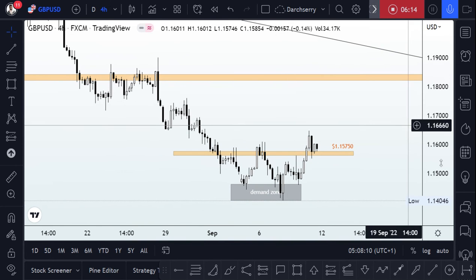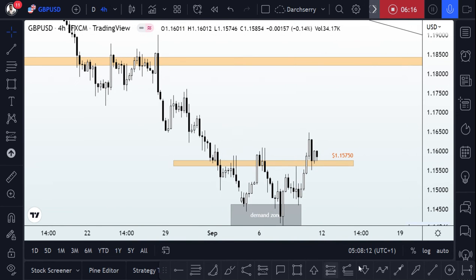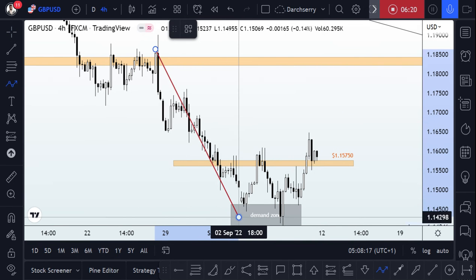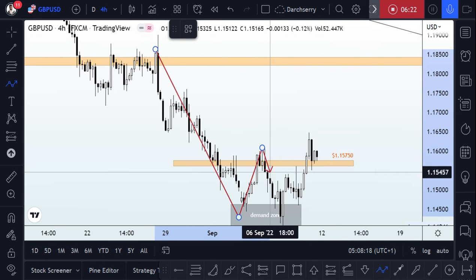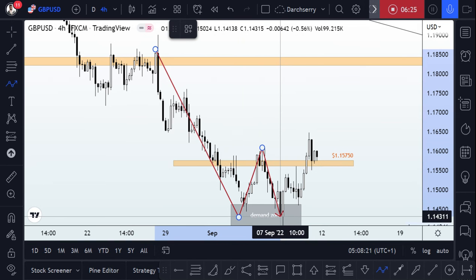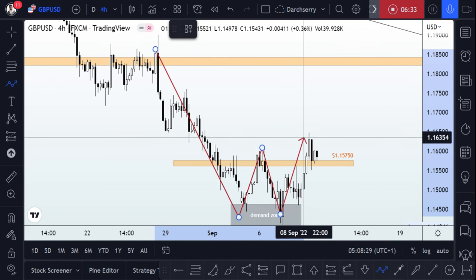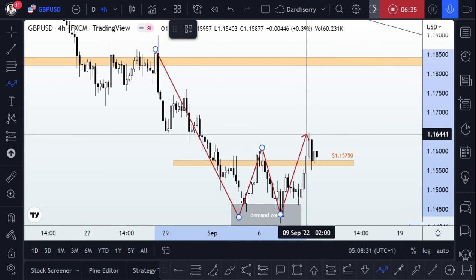Now look at what we have here. Following this impulsive move to the downside here, we saw multiple rejection, a double rejection, which looks more like a double bottom structure, which from a technical standpoint is a very strong reversal pattern. And we see a bullish signal in the form of the breakout of the neckline of that reversal pattern, which is going to be our key level for this week.